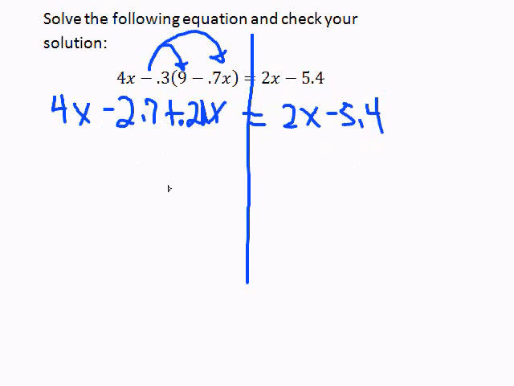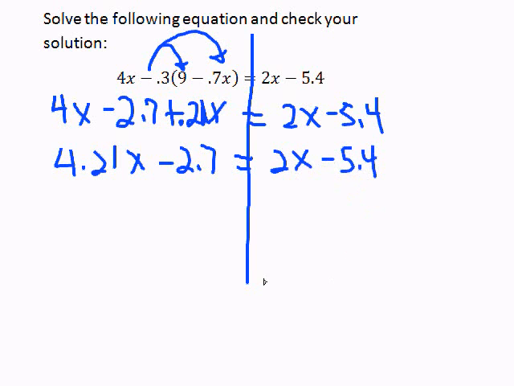Now we're going to combine our like terms to simplify the left-hand side. 4x plus 0.21x gives us 4.21x. Minus 2.7 is equal to 2x minus 5.4. And we notice we've simplified both sides as far as they can go. We can't combine the 4.21x and the negative 2.7 because they're not like terms. The 4.21 has an x next to it, but the negative 2.7 doesn't. So we've simplified it as far as it can go on both sides.